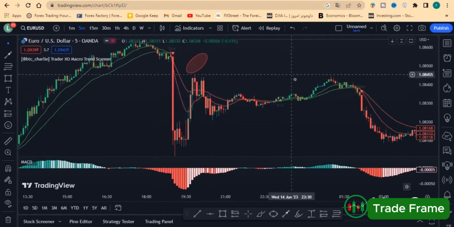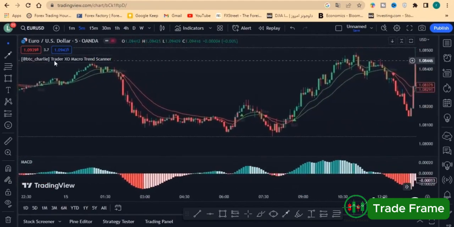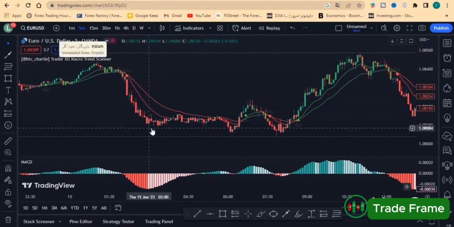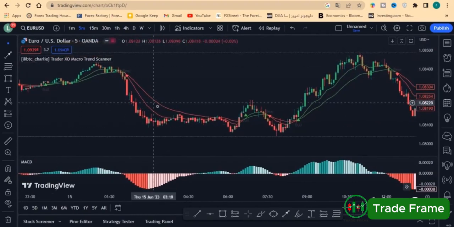So with this OTT indicator, we can see that we can capture the errors of the indicator, and with valid signals, we can enter the trade.